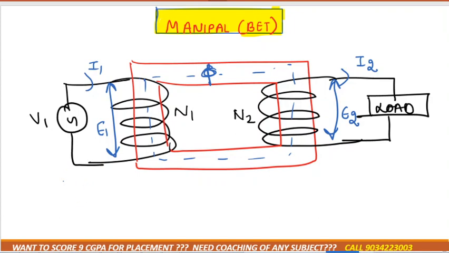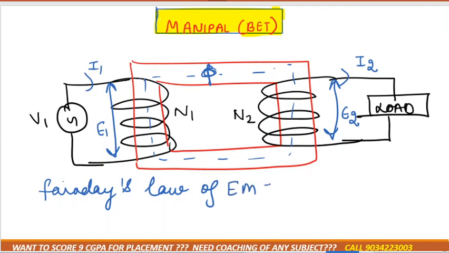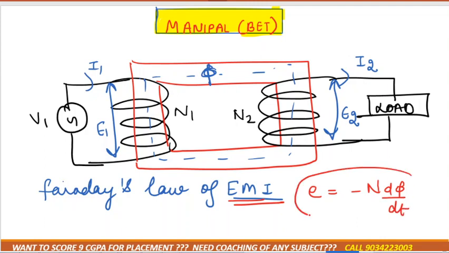Basically, the transformer works on Faraday's law of electromagnetic induction. Okay, Faraday's law of electromagnetic induction just gave you one thing: e is equal to d phi by dt, due to which you are sitting in an AC room. Okay, because of Faraday only you are sitting in the light.